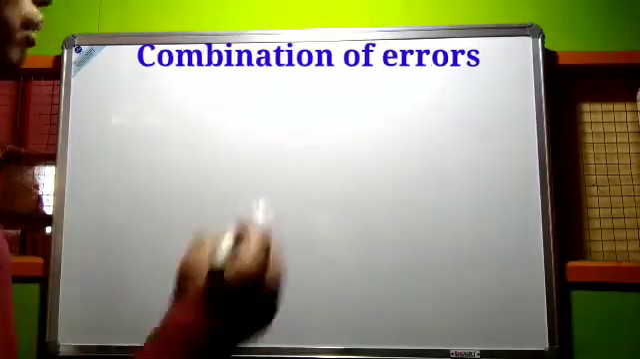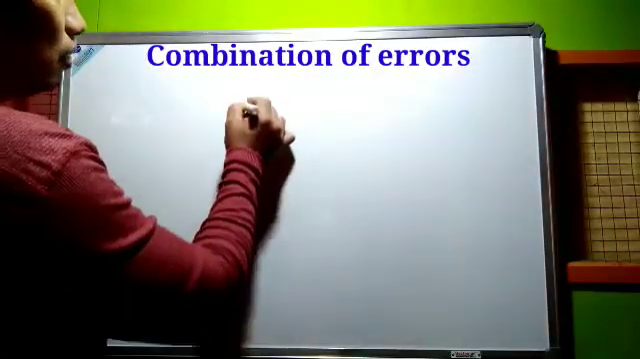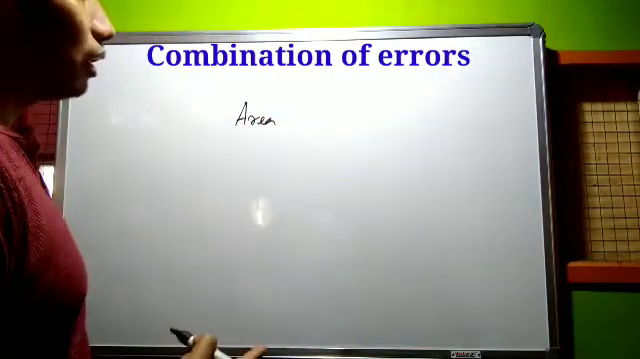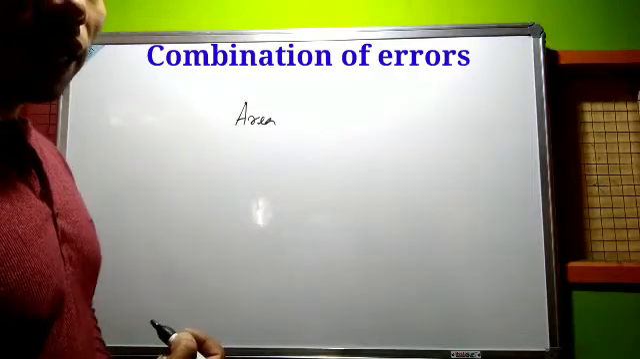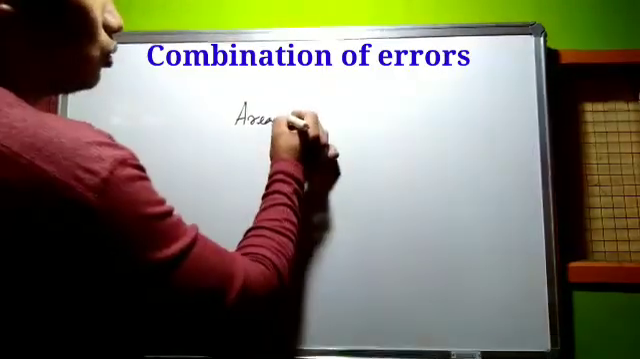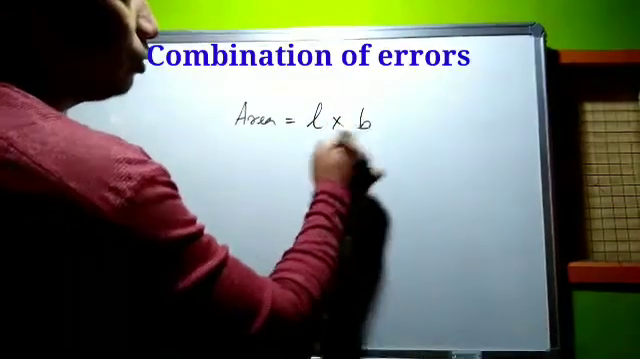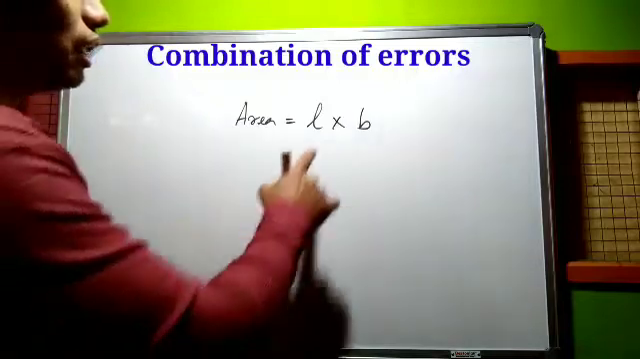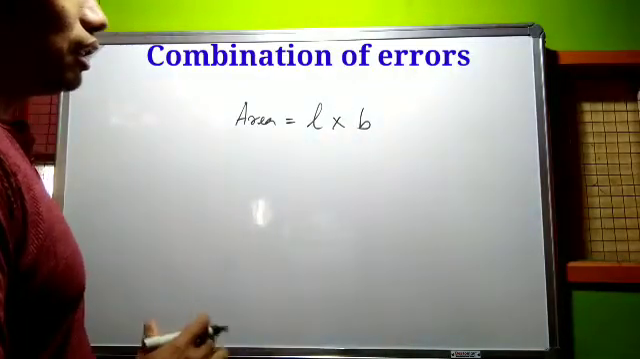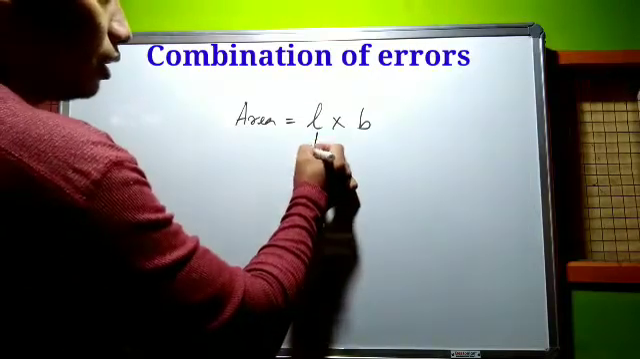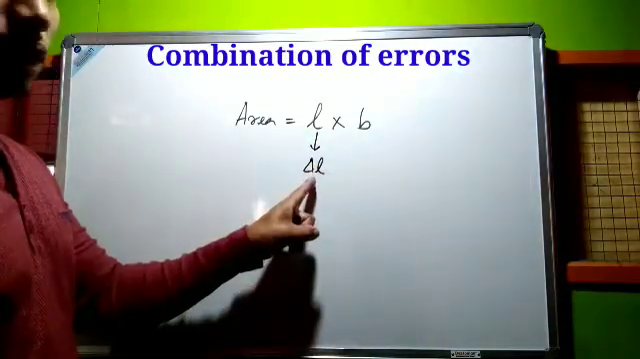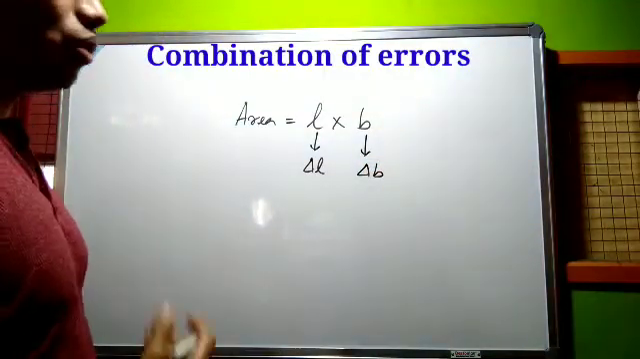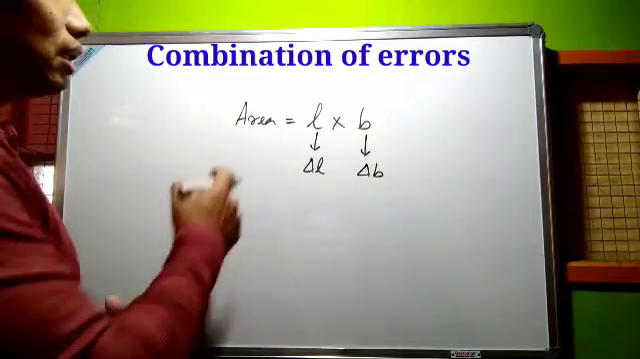Firstly, let us take an example, say area of a rectangle. So in order to find out area of the rectangle, we have to measure the length and breadth of that rectangle. So generally area equal to length into breadth. Here L represents length and B represents breadth. So while measuring length and breadth of the rectangle, there may be some errors. Suppose delta L represents error in length and delta B represents error in breadth. The question is, what will be the error in the result?